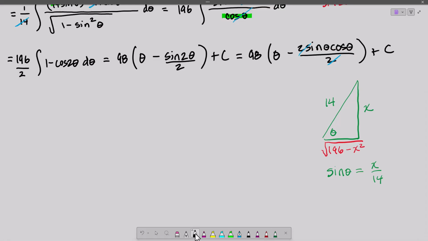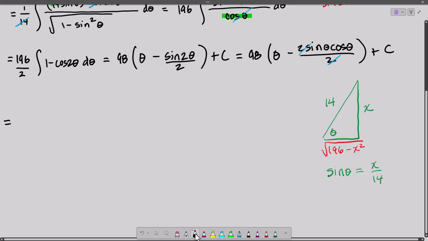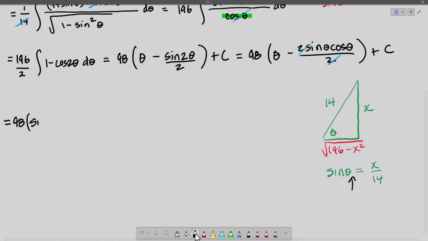That is going to allow us to do the following. We can now write our answer as 98 theta. We just isolate theta here by taking the inverse sine of both sides. So we're going to have inverse sine of x divided by 14. And then sine of theta is x divided by 14. Cosine of theta, if we look at that triangle, is adjacent over hypotenuse. So we'll have this plus c.